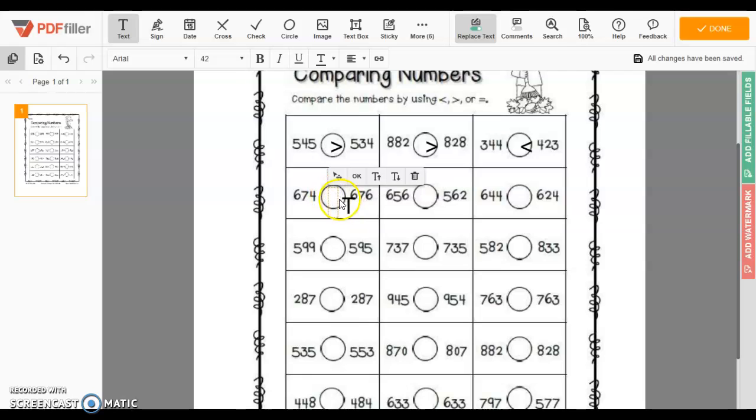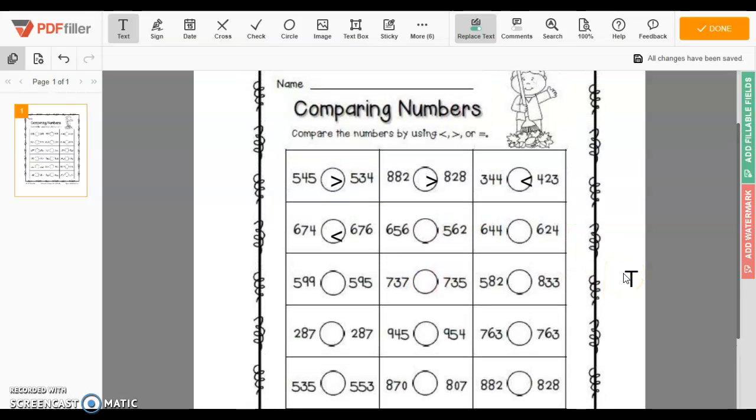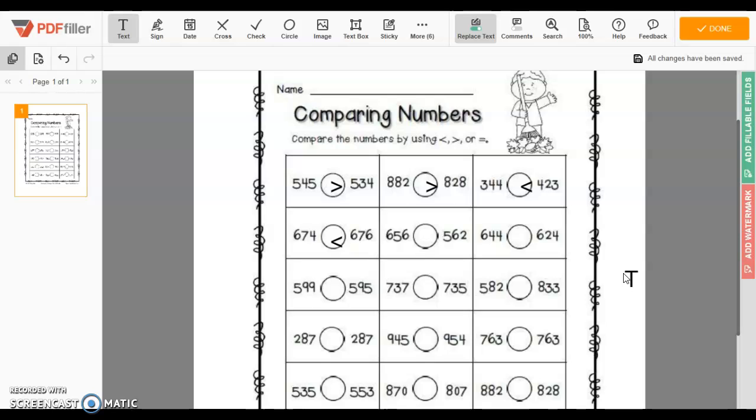That's right. We always want our alligator to have the biggest meal it can have, so we're going to have it eat 676. Okay, we're only going to do these 2 more just because I want to make sure that you guys have plenty of time to practice and I'm not taking up too much time with this video. So, we have 656 and 562.